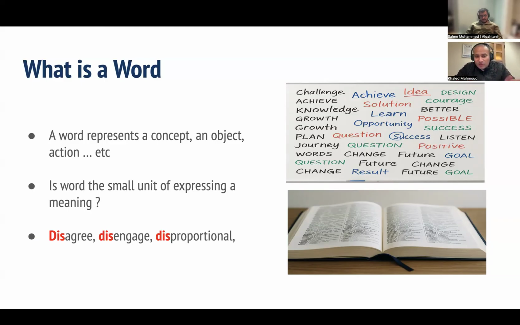For example, we have disagree, disengage, disproportional. You see, we have highlighted those in red. This means not. For example, disagree, I do not agree. Disengage, I do not engage. Disproportional means not proportional. So we can break a word into sub-words.